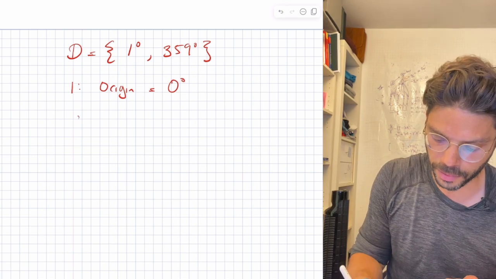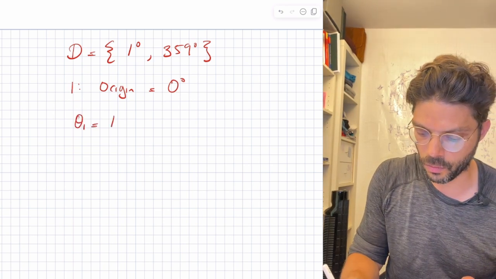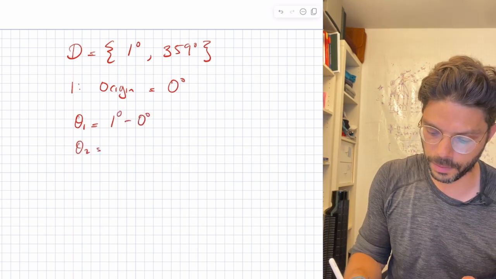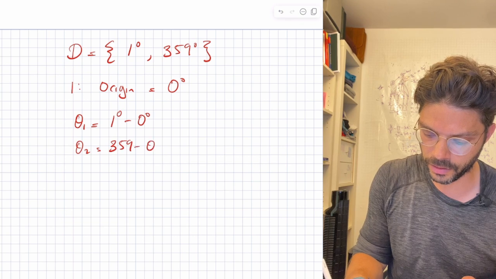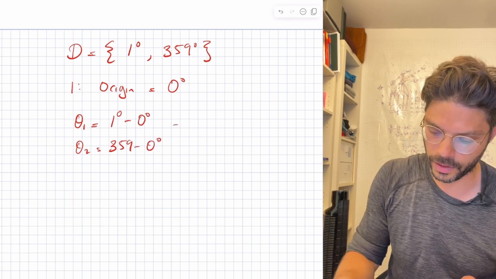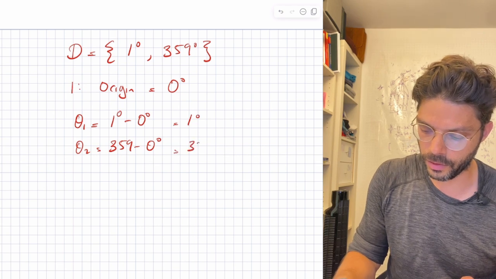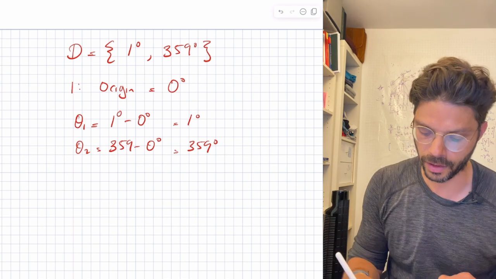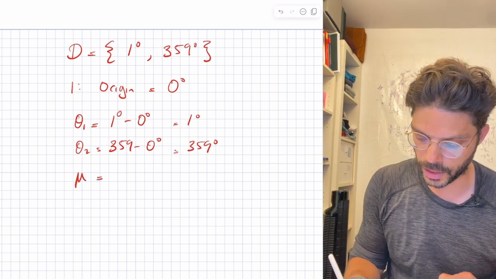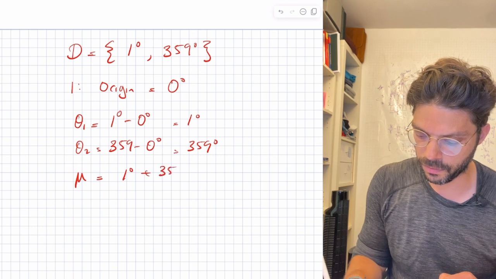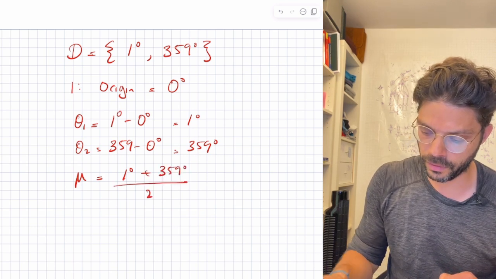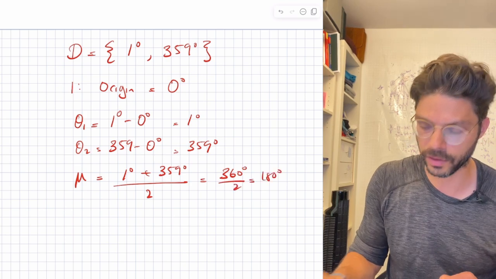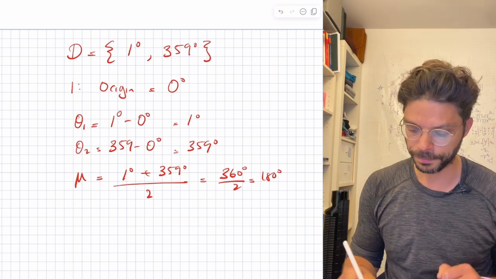Now our theta 1 is going to be 1 degree minus 0 degrees. Theta 2 is going to be 359 minus 0 degrees. Obviously they don't change. And now we want to compute the mean and the variance. So the mean is just going to be 1 degree plus 359 degrees over 2, which is 360 degrees over 2, which is 180 degrees. So that's where that comes from.